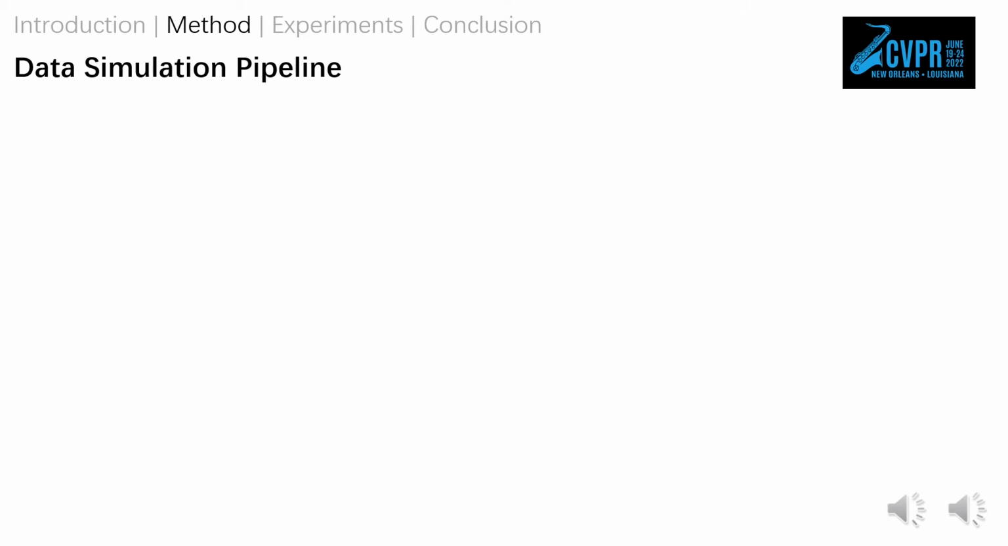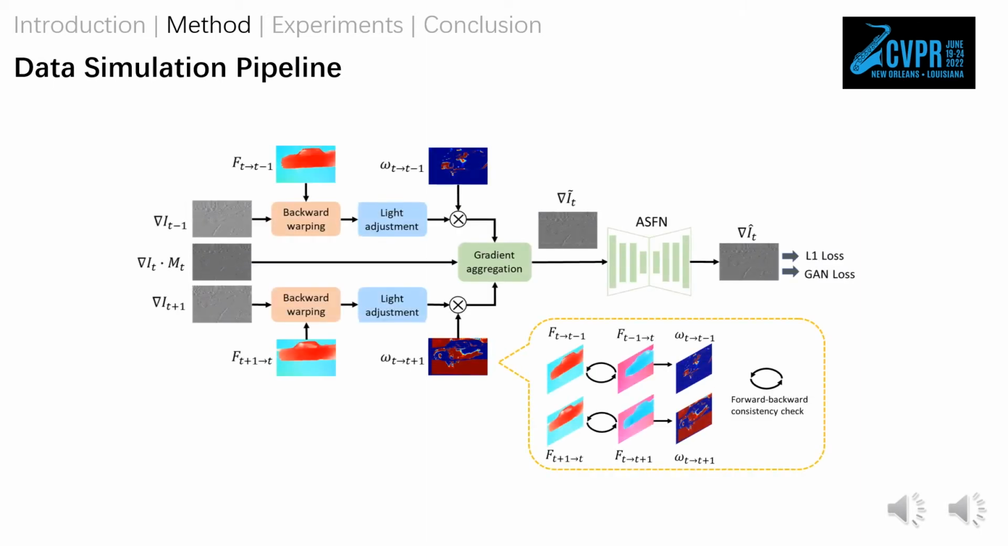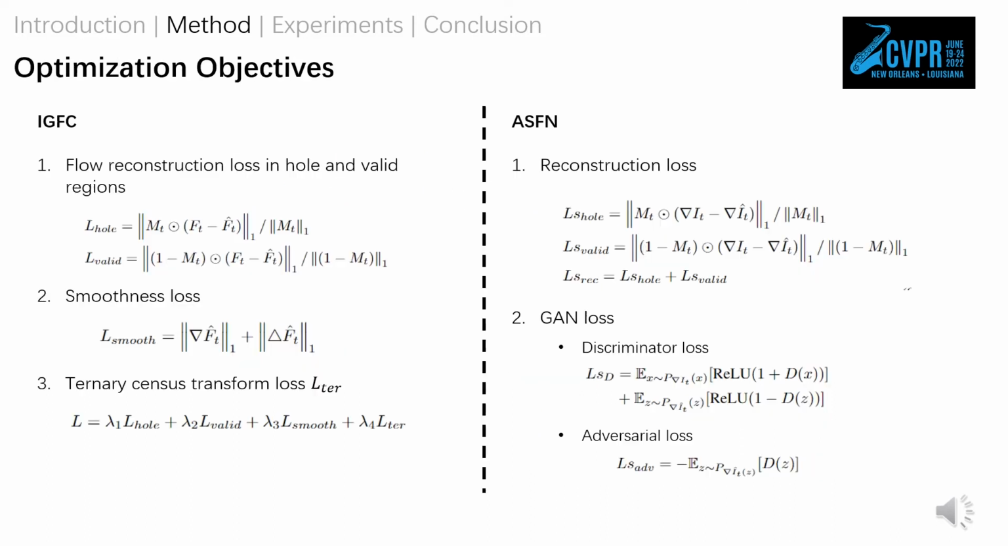To reduce the training cost of ASFN, we design a novel data simulation pipeline. In the data simulation pipeline, we only corrupt the gradient in the middle. The corrupted regions are filled by the flow-guided warping from its nearby gradients. We fuse these two gradient maps with the weight maps generated from the forward-backward consistency check of corresponding optical flows. The simulated gradient maps are used for ASFN training. Here we show the optimization objectives for IGFC and ASFN training.